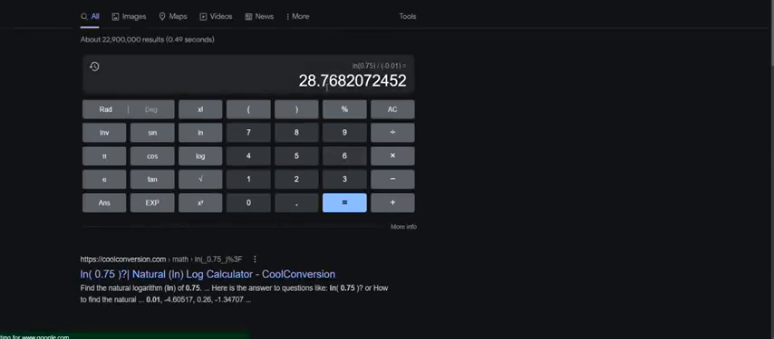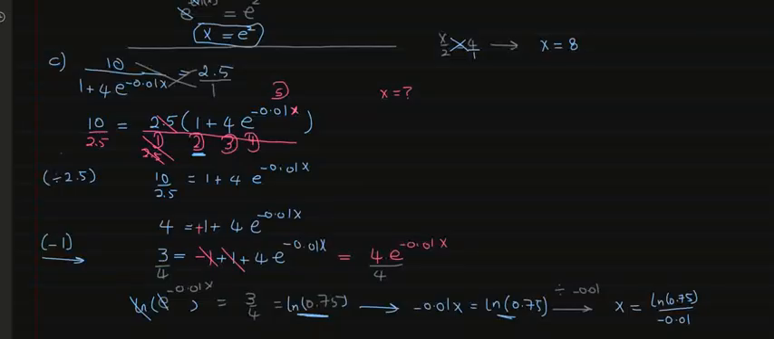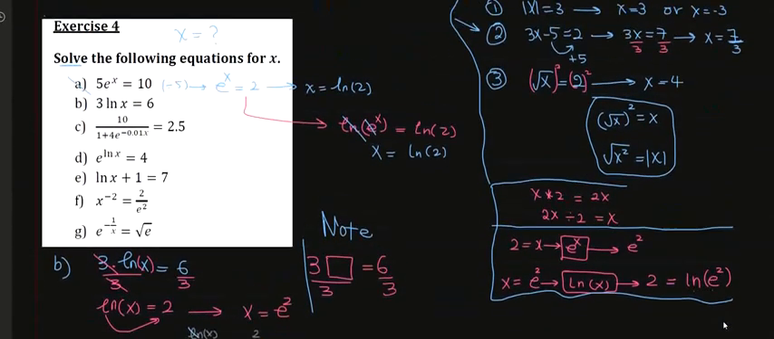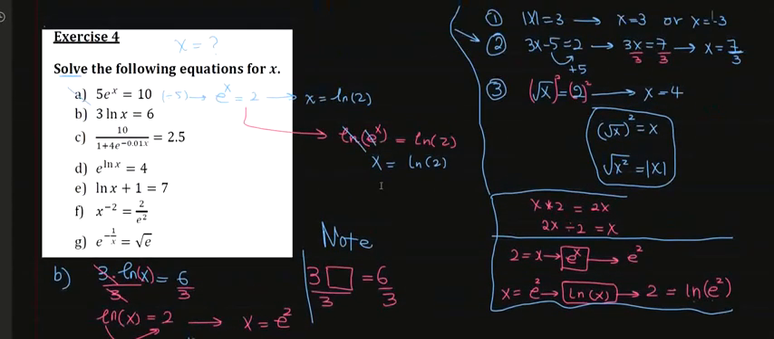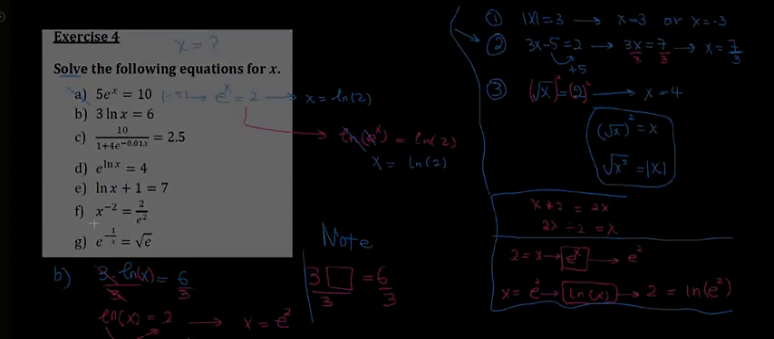Let's round it up to 28.77. That's the value of x that we were seeking. Very good. Let's take the next exercise.